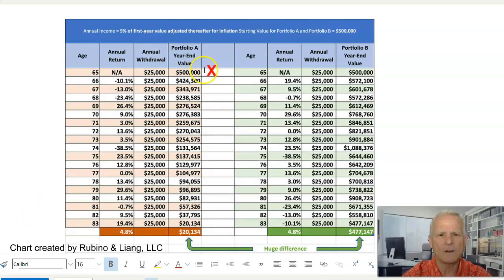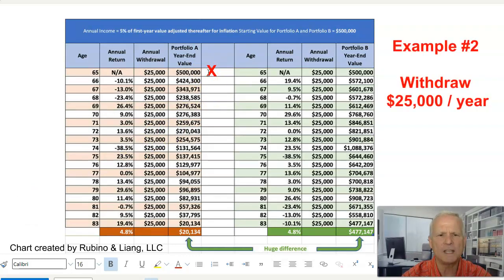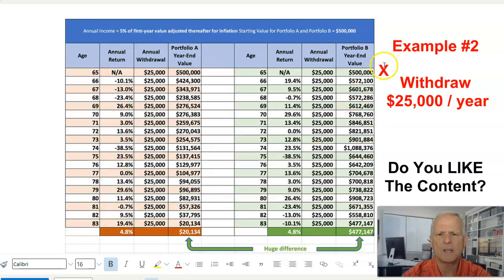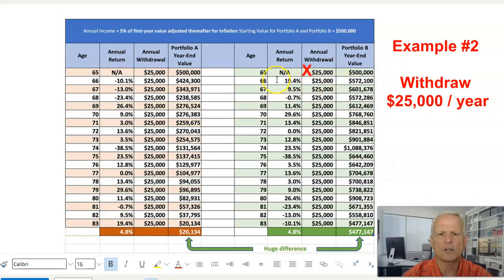In our second example here, we're going to add a $25,000 per year withdrawal from our investment account. Here's the second example here. Again, we have a $500,000 balance to begin with. Now we're going to add a $25,000 per year annual withdrawal. We still have the negative returns here in the beginning years and more positive returns in the end on the left-hand side, and then on the right-hand side, the same thing, $500,000 balance, $25,000 annual withdrawal, and we start with positive returns in the first few years and end up with negative returns. So let's see how this ends up here.